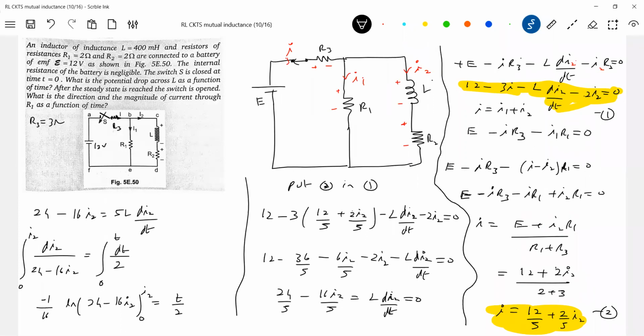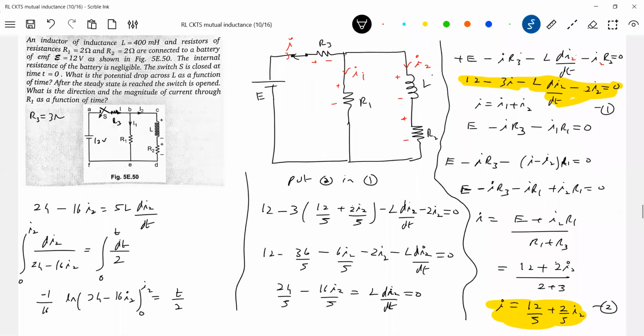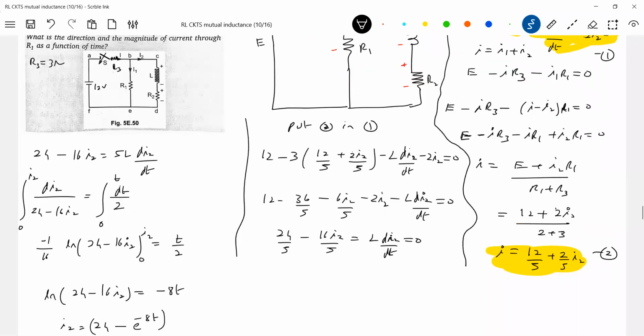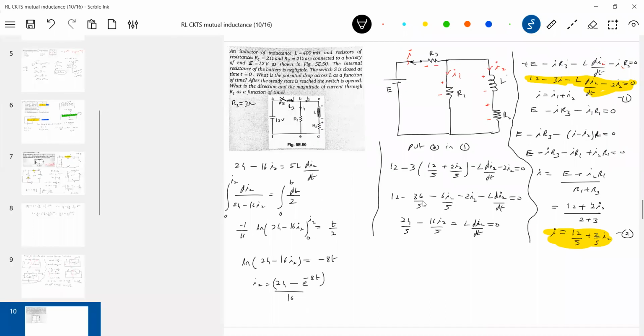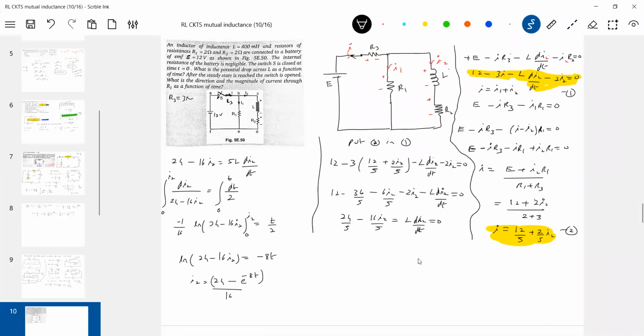So he's asking about R1. Okay, let's analyze. This is the initial part. I got I2. After getting I2, I'll substitute that I2 here. I'll get I. After getting I, I'll get I1. Now the very good question is asking us, these are the points B and D. I'm interested only in this B and D. Please look at these two points. So how to calculate now?